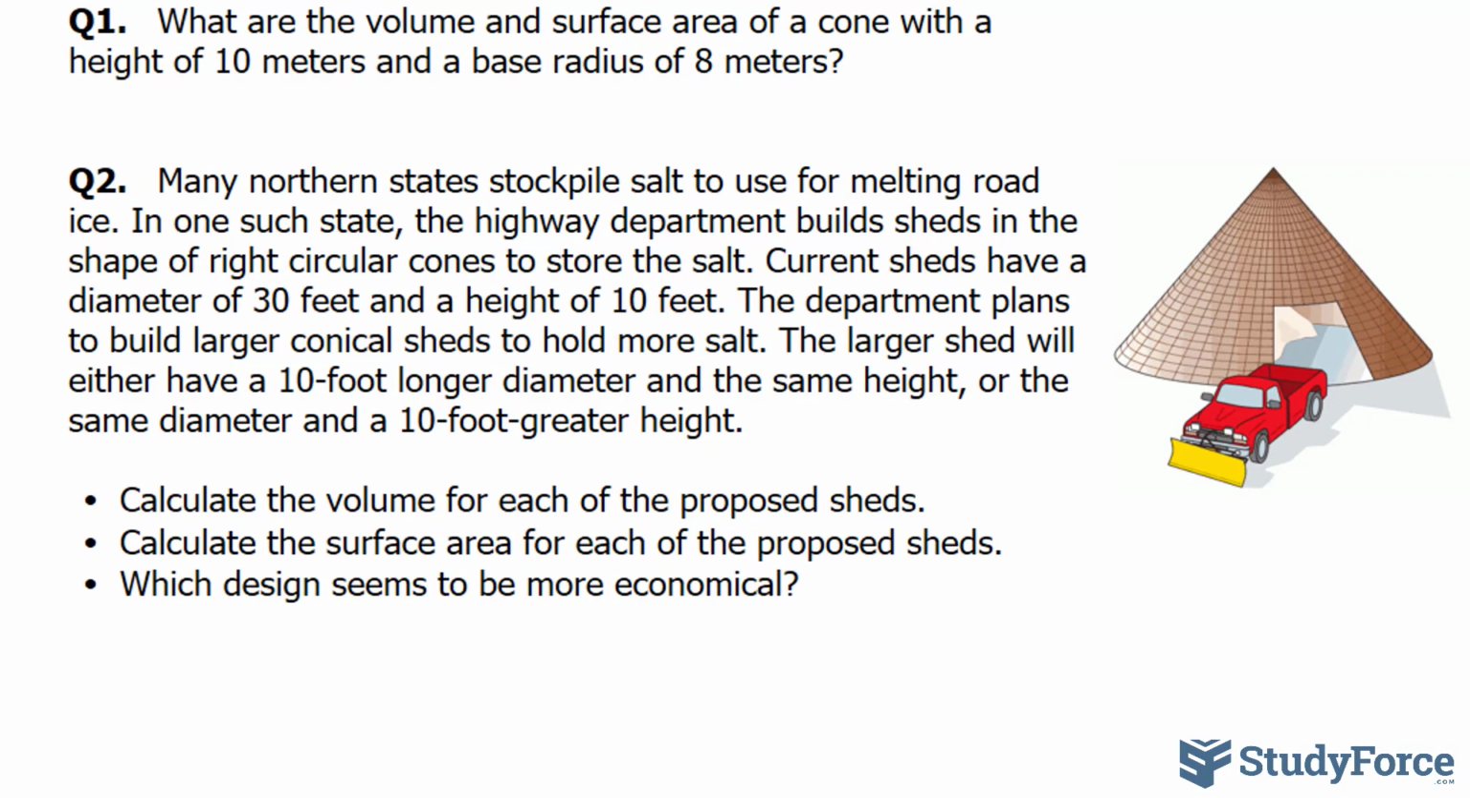Now let's move on to a real-life example. The question reads, many northern states stockpile salt to use for melting road ice. In one such state, the highway department builds sheds in a shape of a right circular cone to store the salt. Current sheds have a diameter of 30 feet and a height of 10 feet. The department plans to build larger conical sheds to hold more salt. The larger shed will either have a 10-foot longer diameter and the same height, or the other version is that you'll have the same diameter and a 10-foot greater height. We have to calculate the volume for each of the proposed sheds.